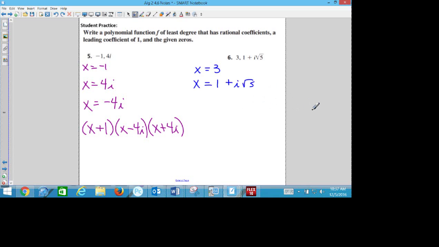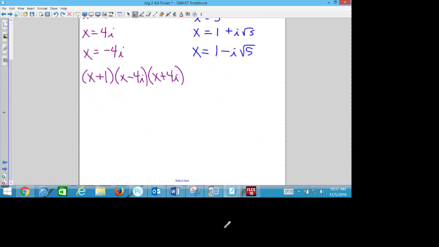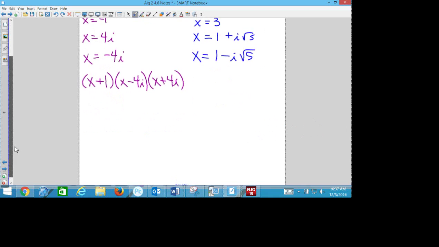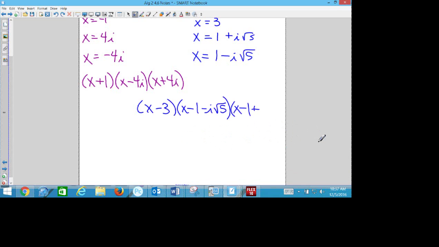You have to have a second imaginary number, so it'll be 1 minus i radical 5. And then we write them all in factors. The first one would be x minus 3. The second one would be x minus 1 minus i radical 5. The third one would be x minus 1 plus i radical 5. And then you'd multiply them all up, but we're not going to take the time to do that right now.